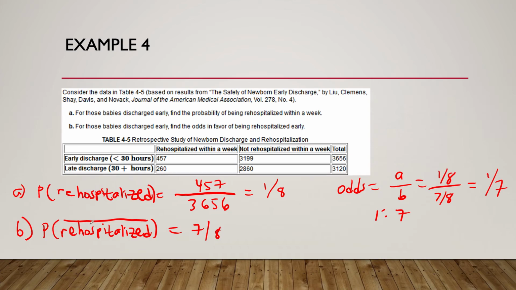For those babies discharged early, find the odds in favor of being rehospitalized early. So the probability of not being rehospitalized: if this is 1/8 for rehospitalization, not rehospitalized is 7/8. So the odds then will be 1/8 divided by 7/8, which is 1/7. And we can write that in odds form as 1 to 7.